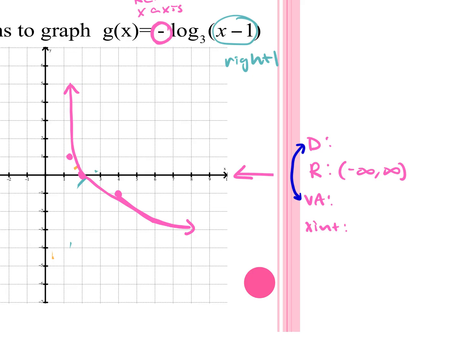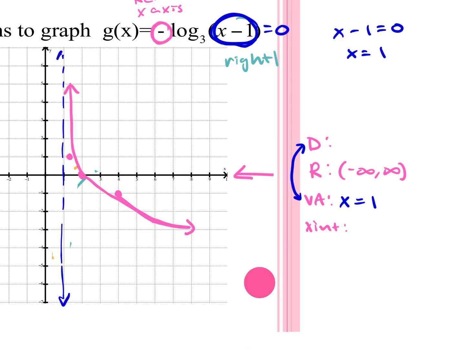Domain and vertical asymptote go hand in hand. How would we find the domain and vertical asymptote? We set whatever's in the parentheses equal to 0. So x minus 1 equals 0, so x would equal 1. So our vertical asymptote would be x equals 1, and our domain would be from 1 to infinity.